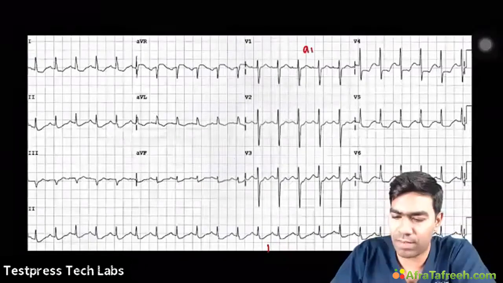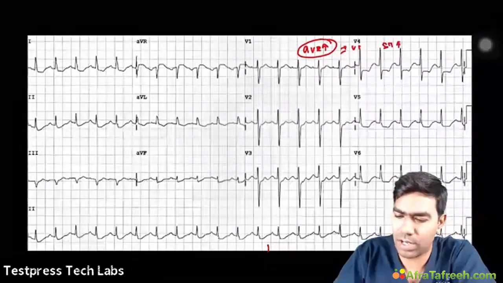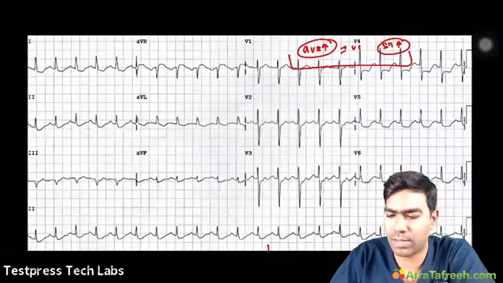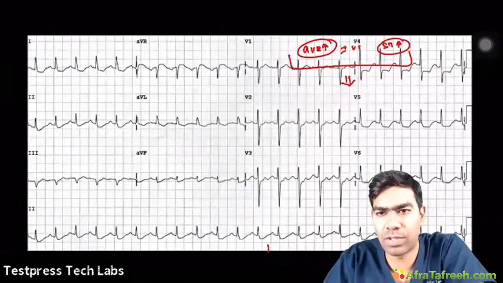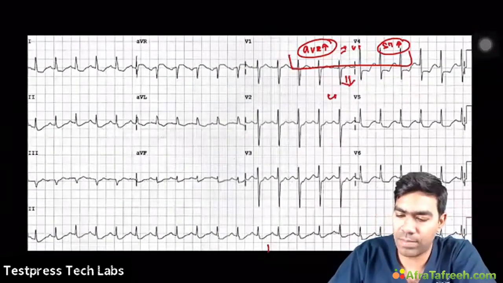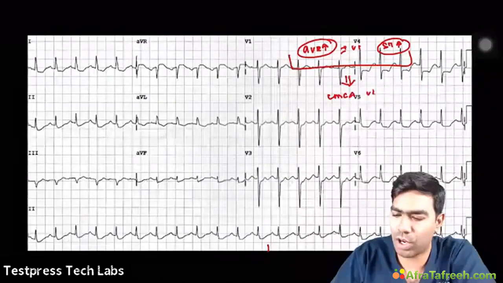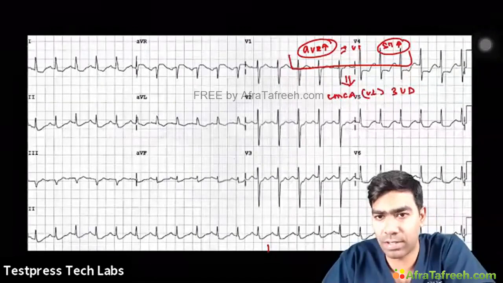So whenever you have AVR elevation, plus or minus V1 ST elevation, and other leads are showing ST depression, what is this predictive of? What is this predictive of? Somebody told the right answer already. So this is actually predictive of an LMC occlusion, left main stem occlusion, or sometimes a significant 3VD, that's called triple vessel disease.